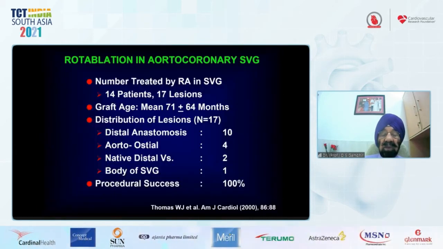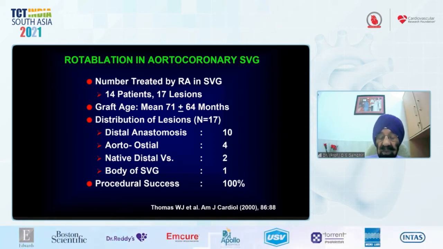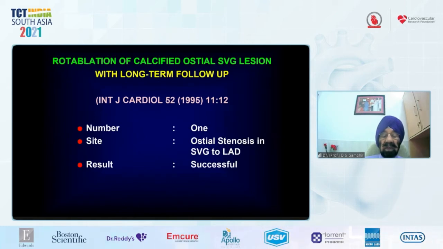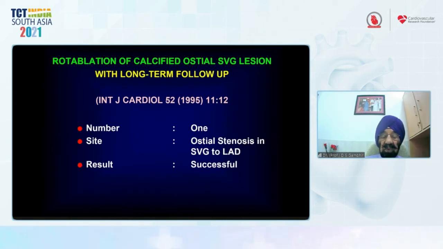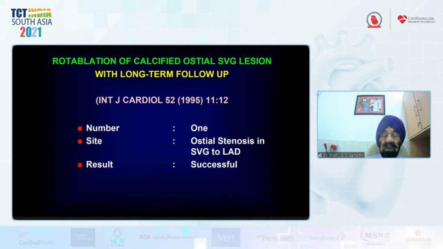So when I screened the literature, I found that there was one study where they had treated a saphenous vein graft with rotablation: 14 patients, 17 lesions, and most of it was either the distal anastomotic site or ostial aortic sites. The body of the saphenous vein graft was only one, with a procedural success rate of 100%. And another study had a long-term follow-up, which was ostial stenosis treated with rotablation in the saphenous vein graft to LAD, and this was a long-term follow-up.